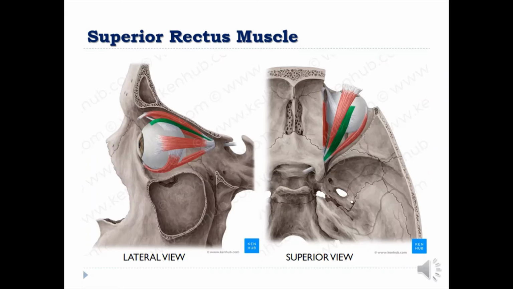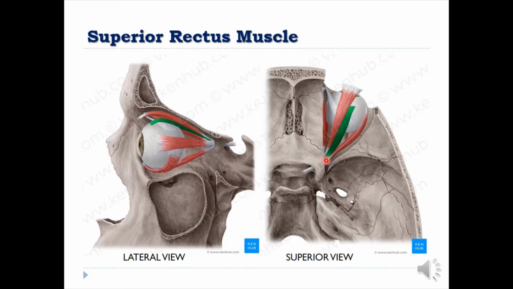Here you can clearly see the superior rectus muscle. In this picture, the muscle given in green color is the superior rectus muscle. This is the lateral view. Lateral view means that we are looking from the outside, from the lateral side. This is the medial side, so this is the lateral side.